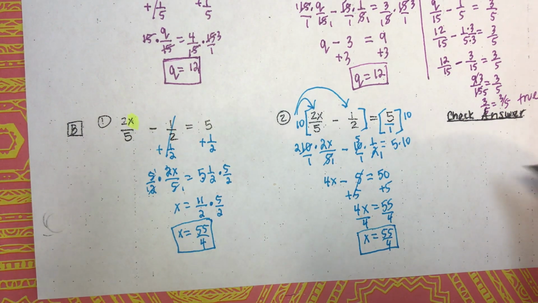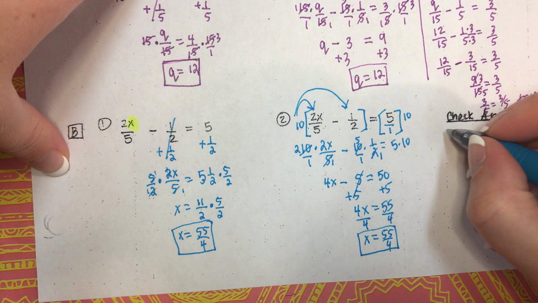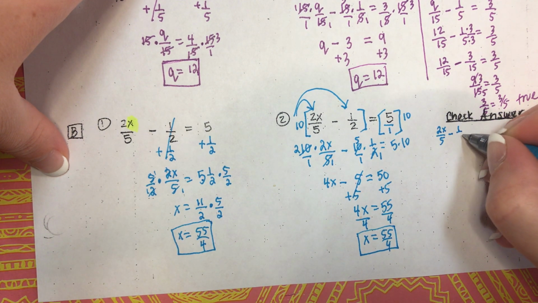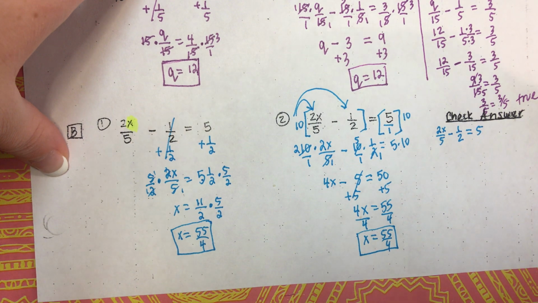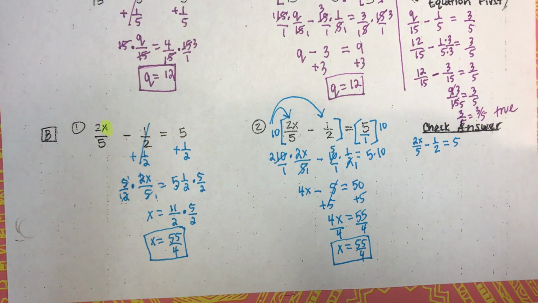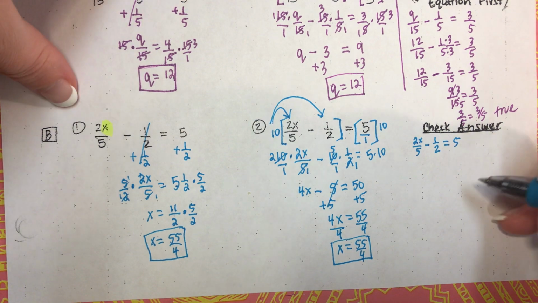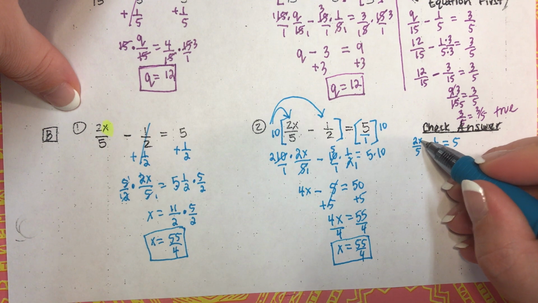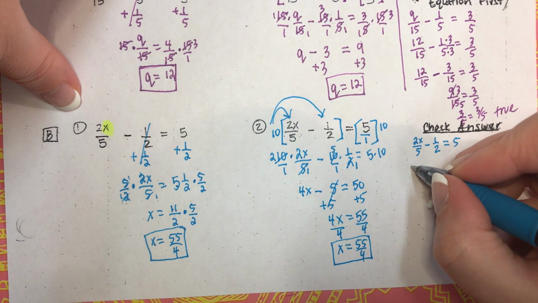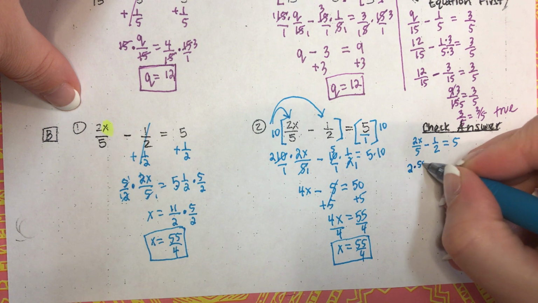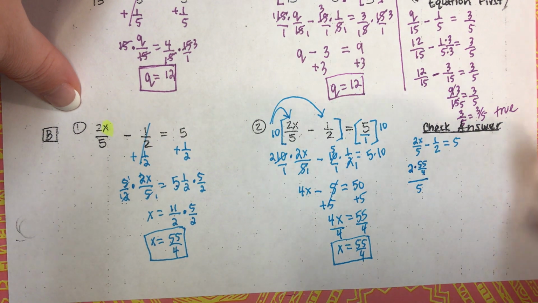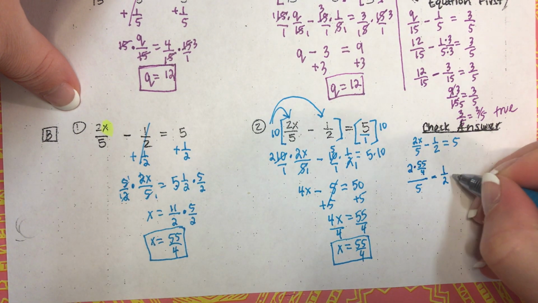Awesome. So now we're going to check our answer. So we're going to go ahead and write that original equation. So I'm going to write 2x over 5 minus 1/2 equals 5. Okay, and I'm going to write it kind of small because I think I'm actually going to need a little bit more room than this to do my check. So I'm going to substitute this 55 over 4 in for x here. And so it's going to look like this. 2 times 55 over 4 divided by 5. So now I have a complex fraction. Minus 1/2.